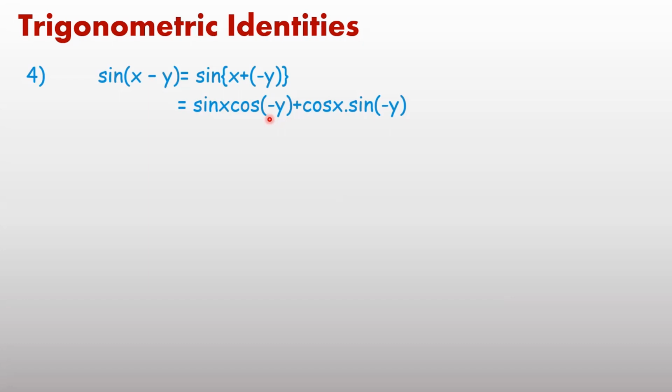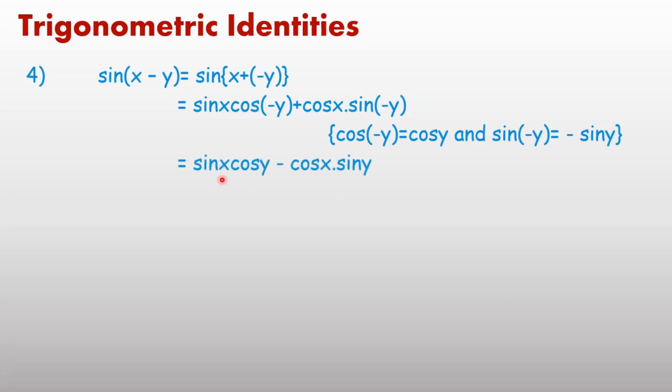Cos minus y, in the previous video I have covered. Sin minus y, cos minus y, tan minus y. These angles belong in the fourth quadrant. And in the fourth quadrant only cos and sec are positive, the remaining are negative. It implies cos minus y equals cos y and sin minus y equals minus sin y. As written here, therefore put the value. You will get sin x cos y minus cos x sin y.